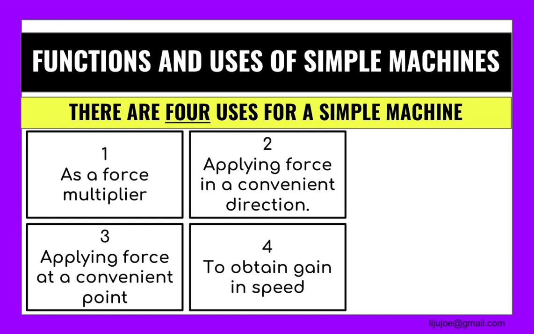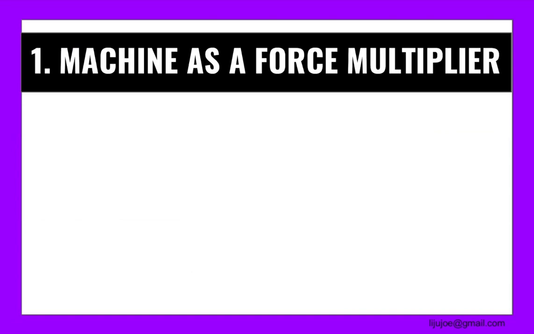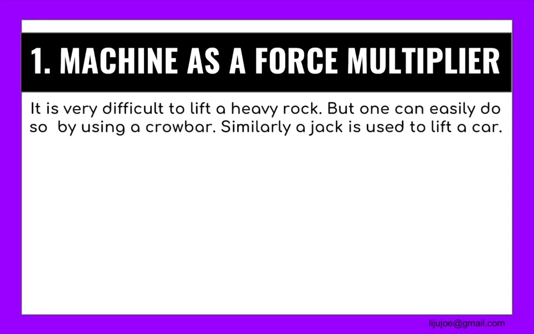Okay, we can look into detail at each of these uses. First one, machine as a force multiplier. It's very difficult to lift a heavy rock, we all know that, but one can easily lift a heavy rock by using a crowbar. Okay, this is the picture of a crowbar, and the load given there, if it is the rock, you can use a crowbar, and this blue rod is the crowbar, and it can also be called a lever. And using a crowbar, we can give a small effort here, and the heavy load can be lifted easily.